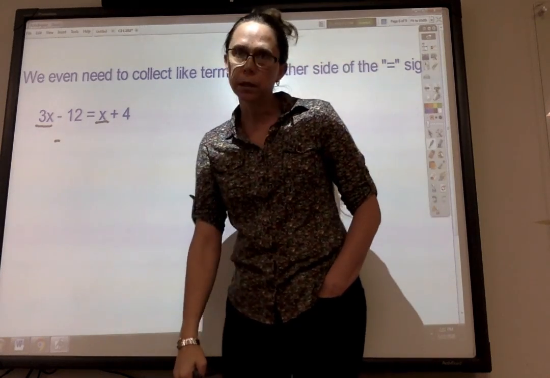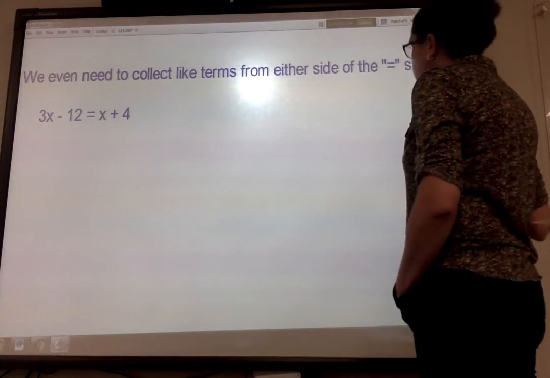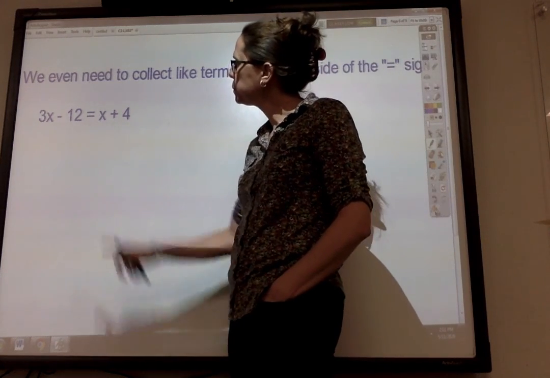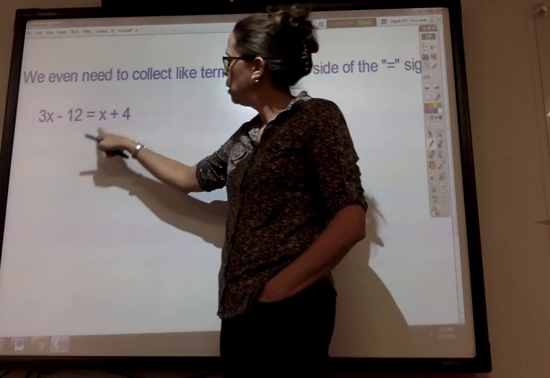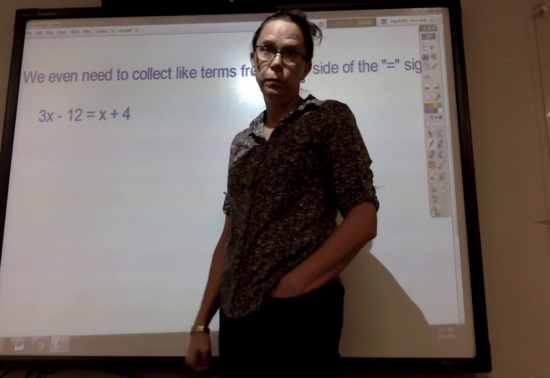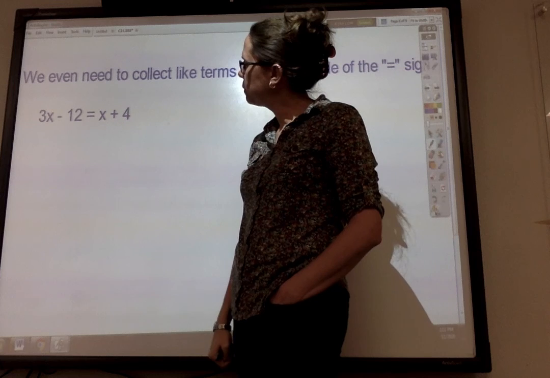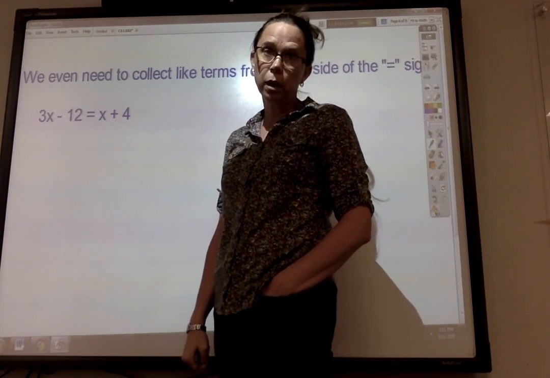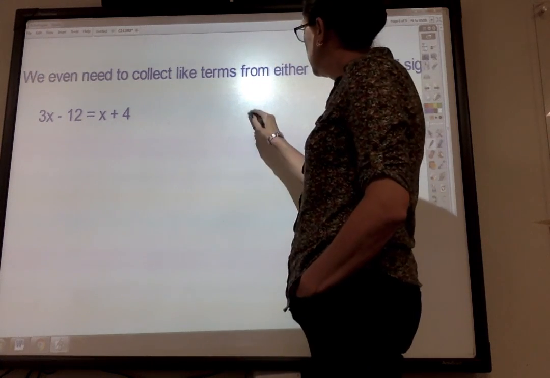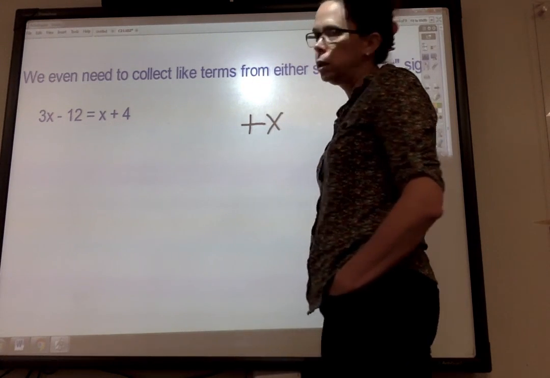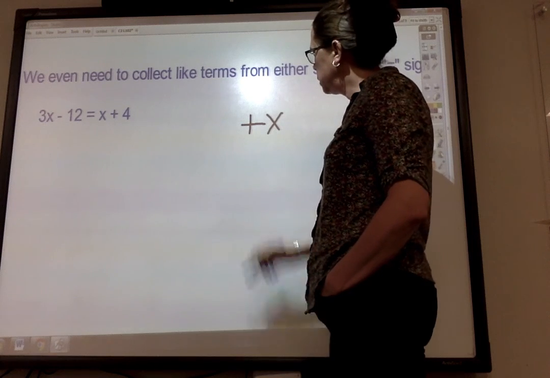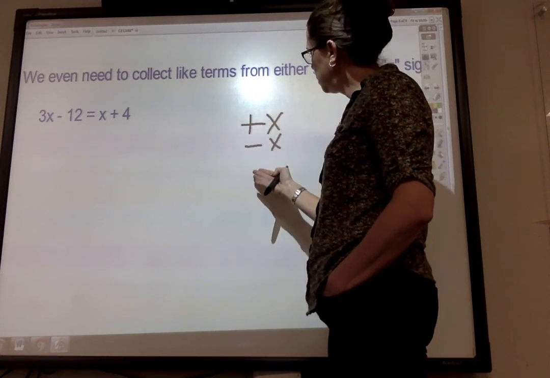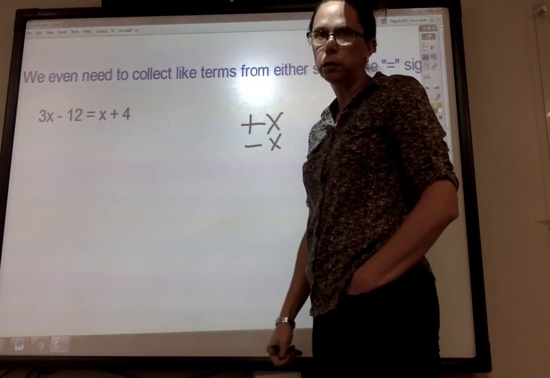Now this is the hard part. I want to move this x over there to be with those 3 x's. Now what we have to do is look at that x and say, is this a positive x or a negative x? This is a positive x, which means plus x, right? So how can I get rid of a plus x? Well, I can subtract an x. If I have plus x minus x, I don't have any more x's there, right?